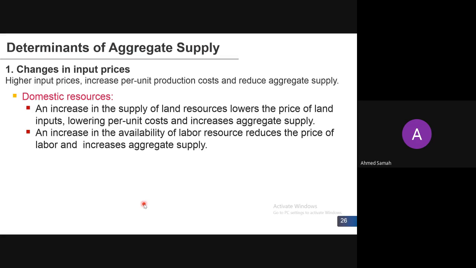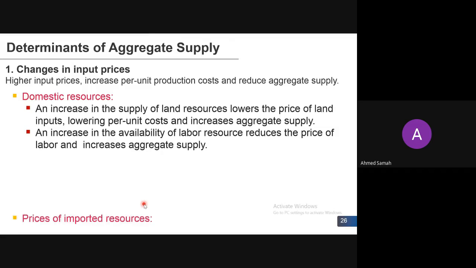An increase in the availability of labor resources reduces the price of labor and increases aggregate supply. So same as land, when more people are coming into the labor force, it will reduce the wages per worker, and because of that it is cheaper for businesses to hire workers. So they can produce more goods at a lower cost, which will increase the aggregate supply.